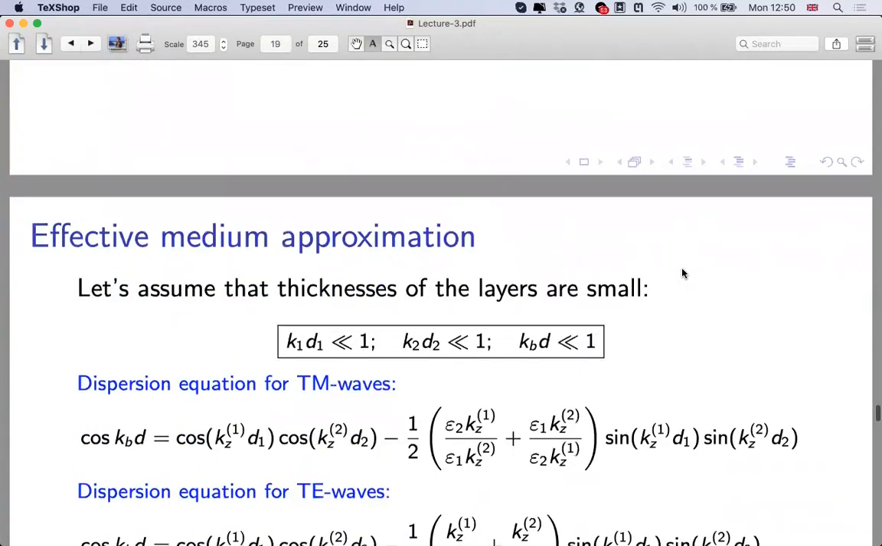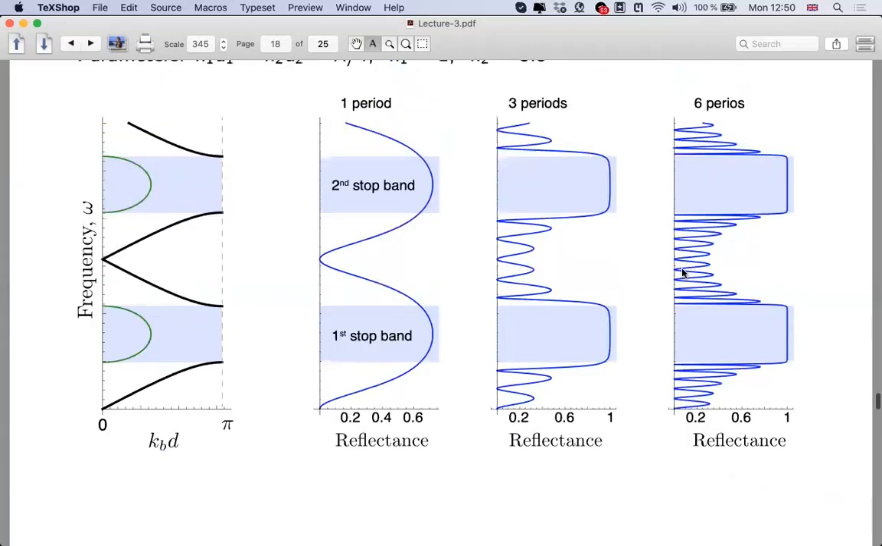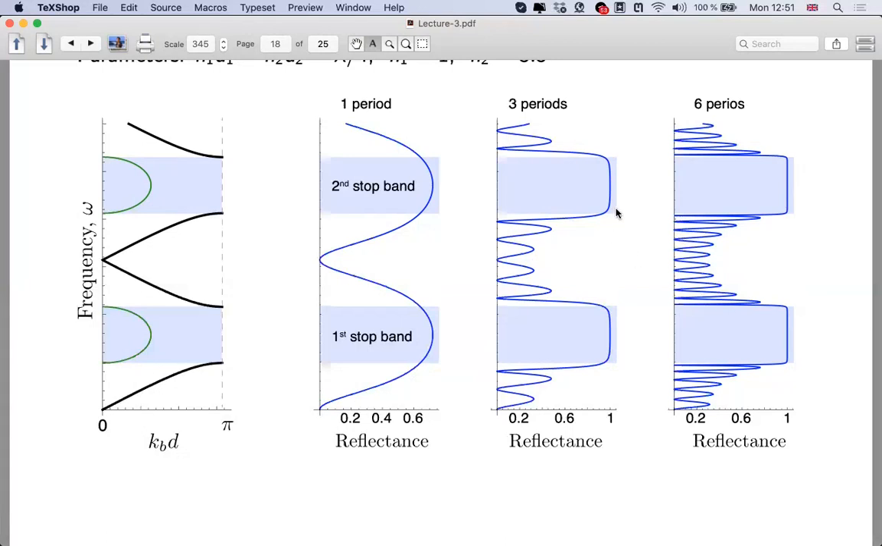Sorry, but yes, please. Do you mean these turnings to zeros will be gone? Yes. In the case of the semi-infinite structure, there will be no zeros here. You will have only this envelope function. But in the case of a finite number of periods, you will have these very fast oscillations.